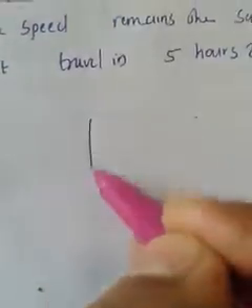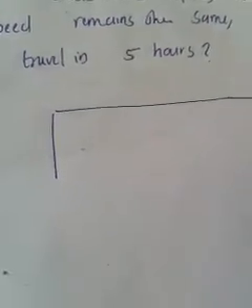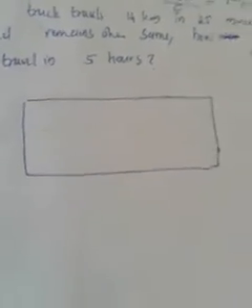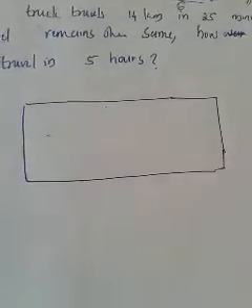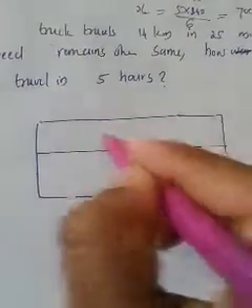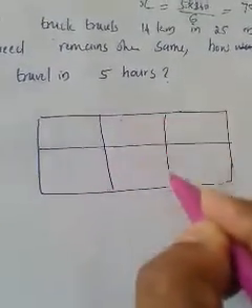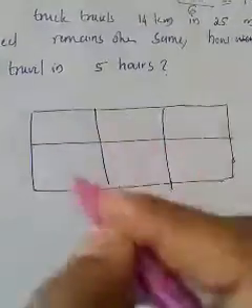So as I mentioned, the first step: what you have to do, you are supposed to draw a table. Okay, then you can write like this, and as I mentioned, 3 columns and 2 rows.